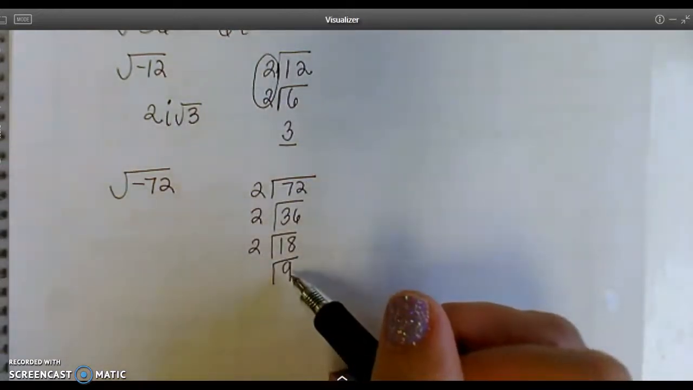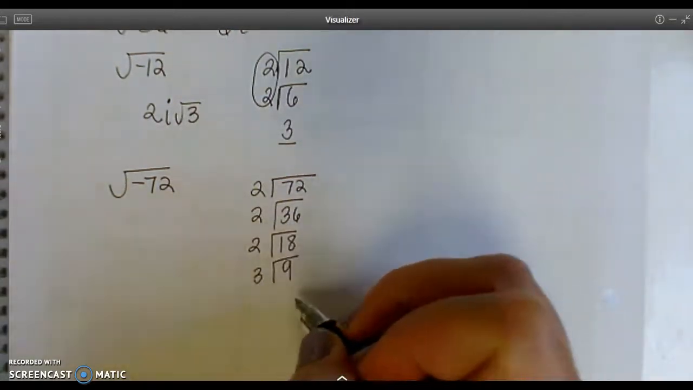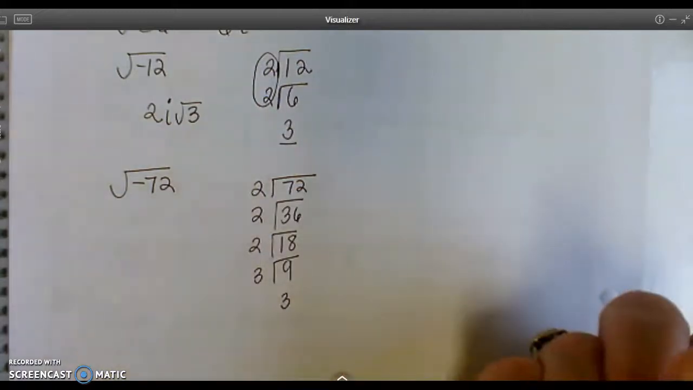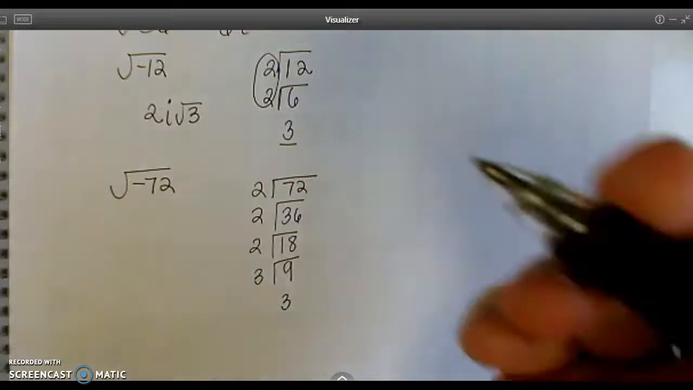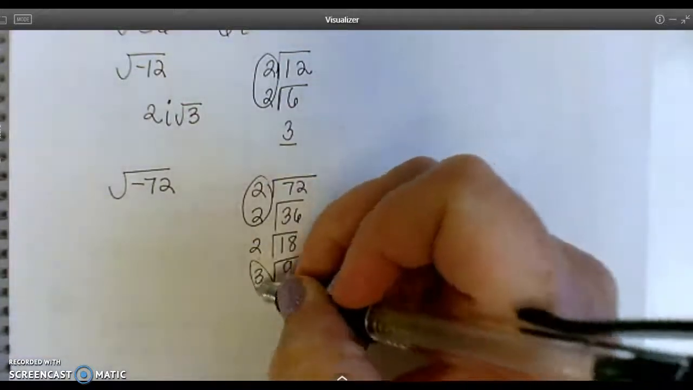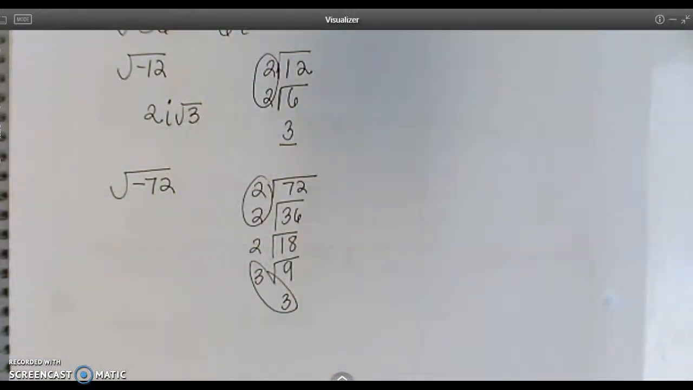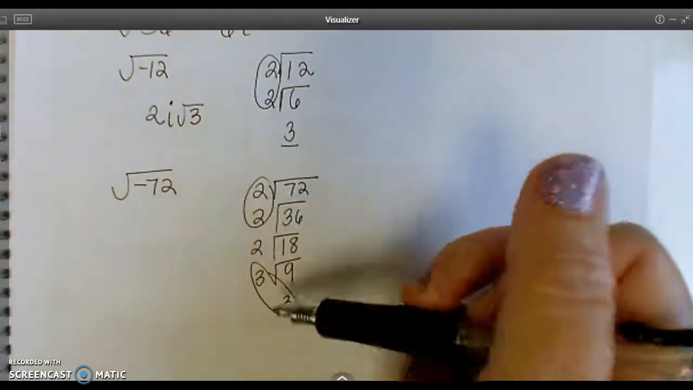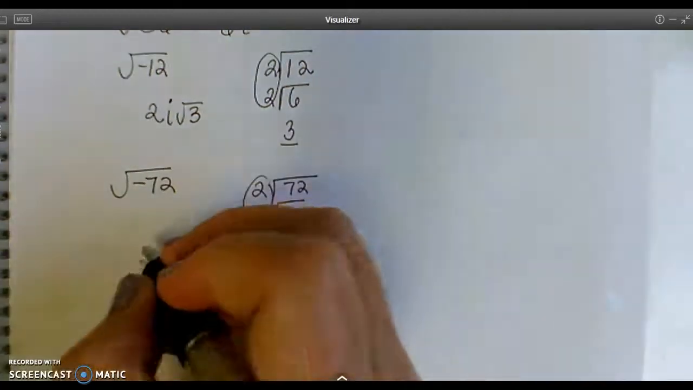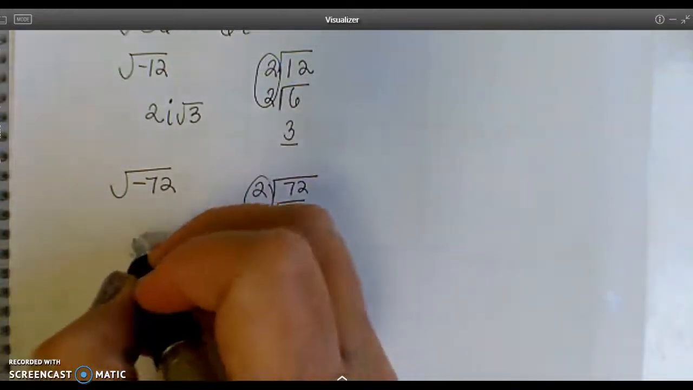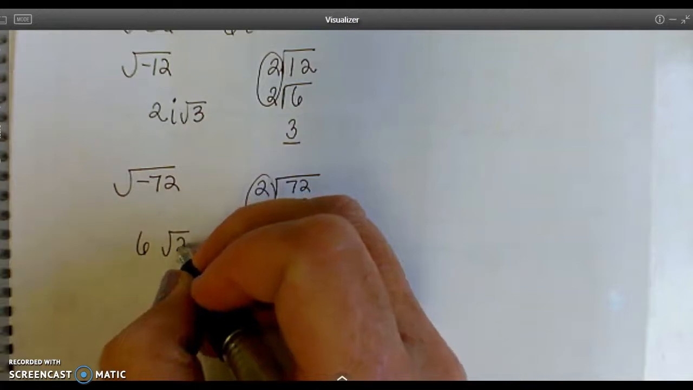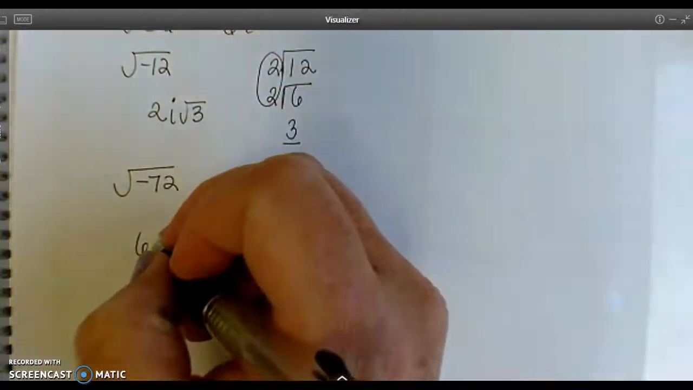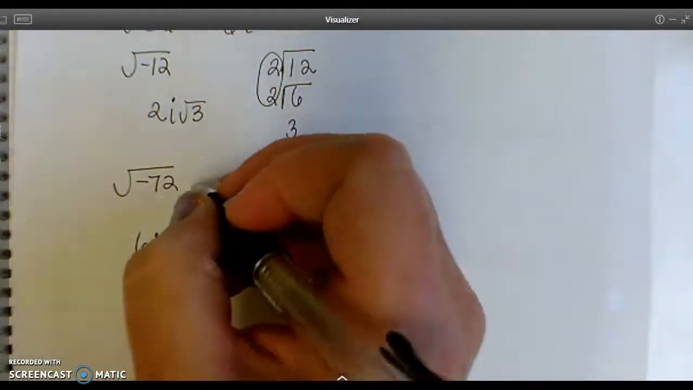I can't divide that one by 2. So I'm going to divide by 3. I get 3, and then I can't divide anymore. Okay. So then I circle pairs of things. So there's a pair of 2's and there's a pair of 3's. Anything that's circled multiplies and goes on the outside. 2 times 3, sorry, which is 6. And the 2 is left over, so 2 goes on the inside. There's a negative on the 72, which makes an i. And so that's what you get.